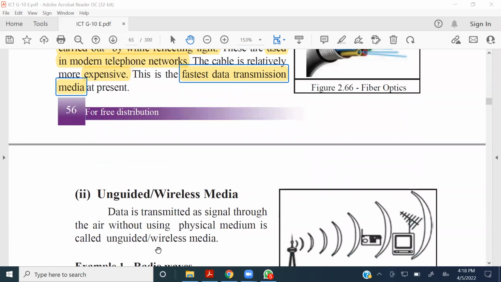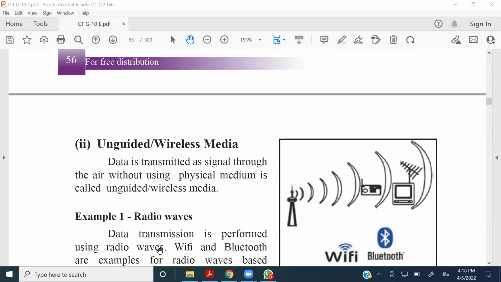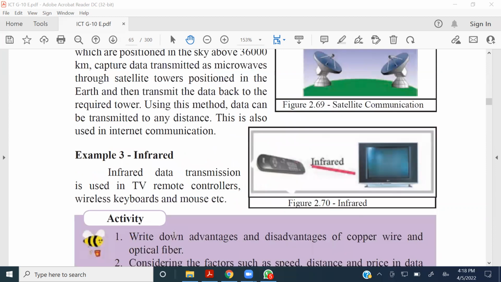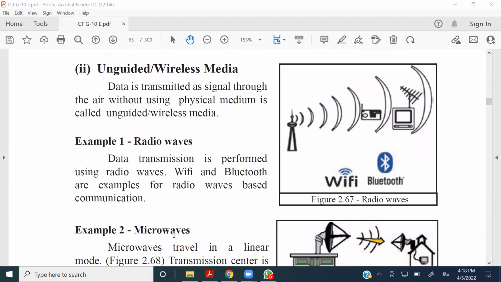The next one is about the unguided or the wireless media. In your syllabus, you need to learn three types of unguided media. One is radio waves, the other is microwaves, and the last is infrared. Radio waves are not something very new to you. We all use them in our day-to-day life when we are listening to the radio, watching TV over an antenna, using Wi-Fi, and using Bluetooth. All these technologies are made out of radio waves, right?